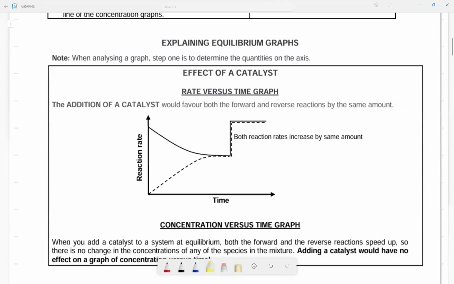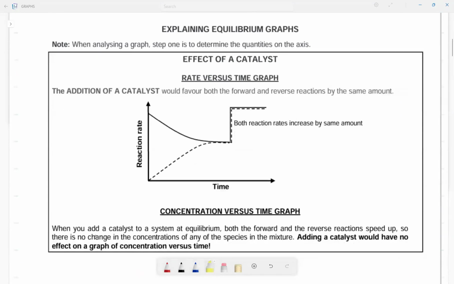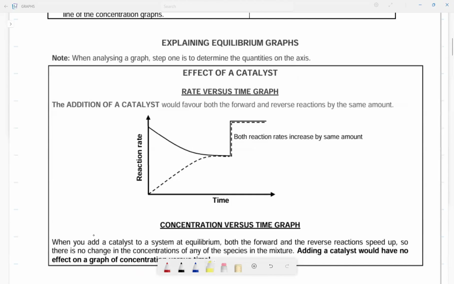I want to start with the catalyst graph, because remember there's a catalyst. Take note here. When analyzing a graph, step one is to determine the quantities on the axis, meaning whether it is the rate graph, or the concentration graph or moles graph. Okay.